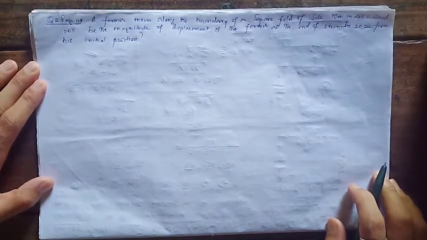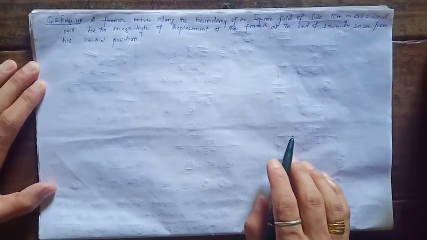Today we'll discuss a numerical problem. This is the first problem based on distance and displacement. Students, this is a problem from our NCERT textbook, question number 2, page number 100. Let's read the problem first.